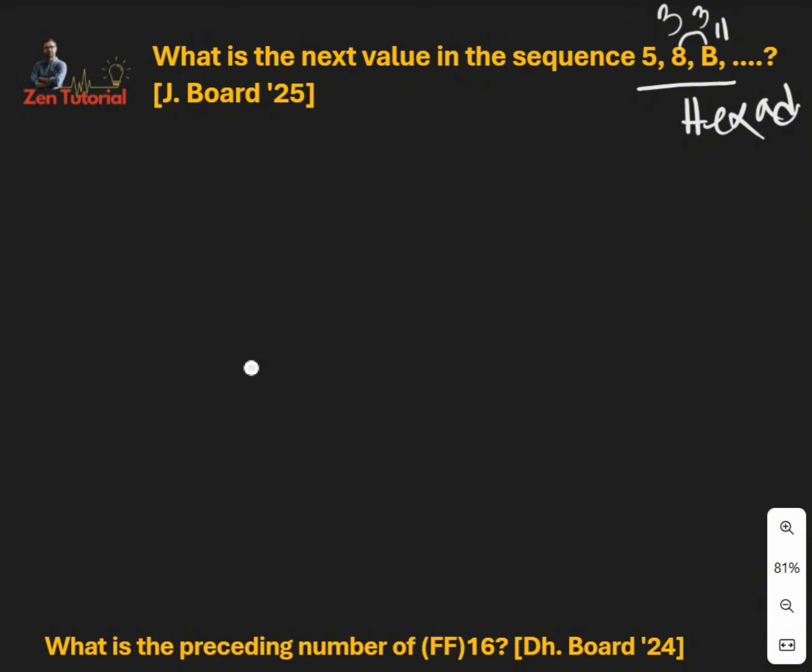From 8 to b is a 3 interval. And the next following is 11, 12, 13, and 14. So this should be 14. 14 represents the value E. So the answer will be E.